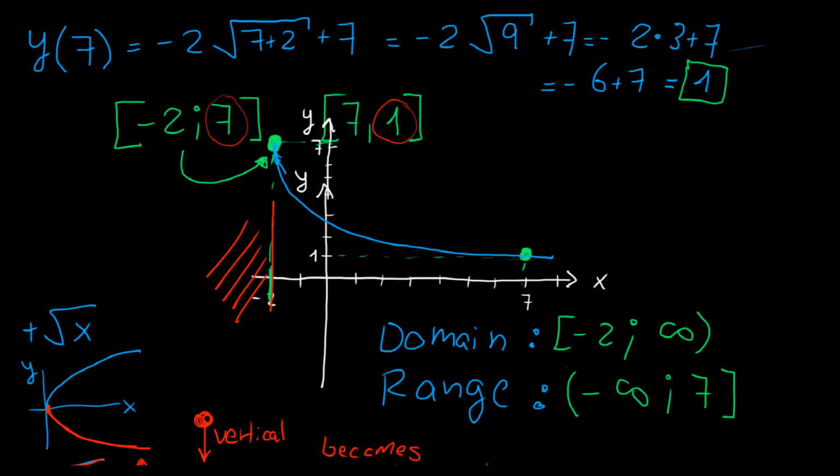You cannot get above this point. But if you would plug in, for example, 1,000, all the way to the right, there's the square root of 1,002, times -2, plus 7. It just becomes more and more negative. This would be some kind of number, for example, -100. And it will go all the way down and down and down.